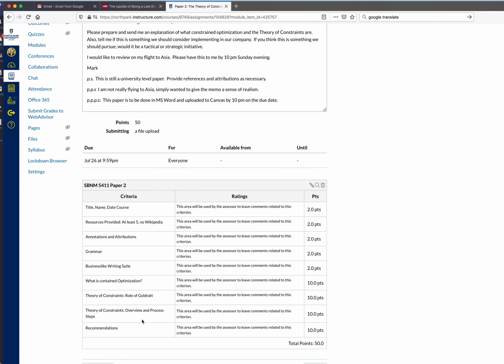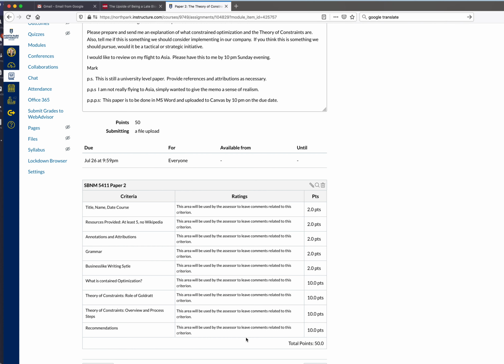His name is Eliyahu Goldratt. He wrote a book called The Goal. Theory of constraints, the overview and process steps. Why does it work? How does it work? What's the relation to constrained optimization? It's actually a practical application thereof. And then recommendations. So you have 40 points in this part here.